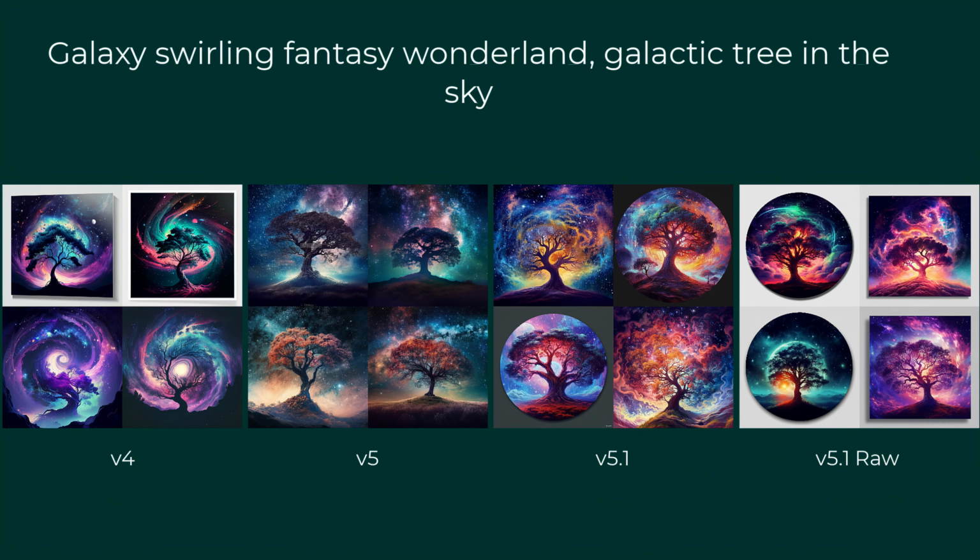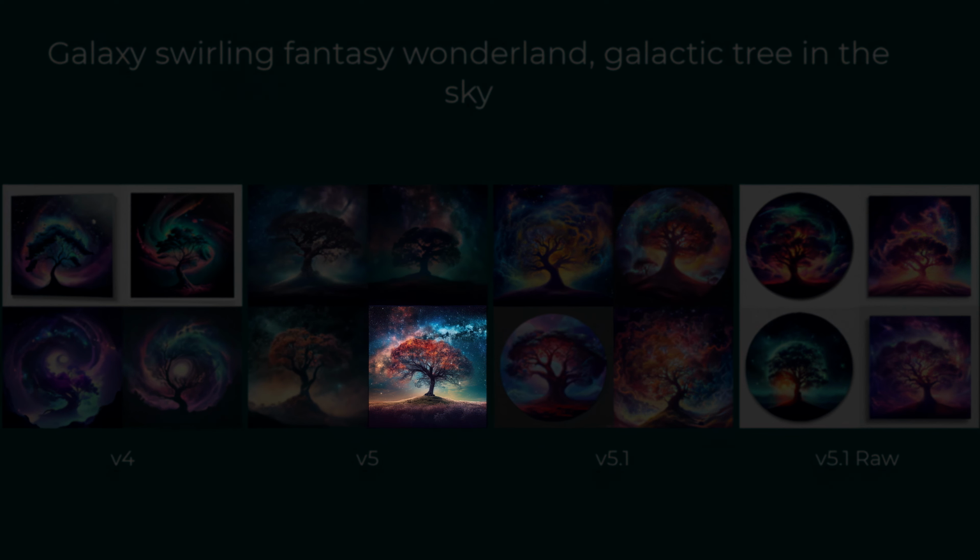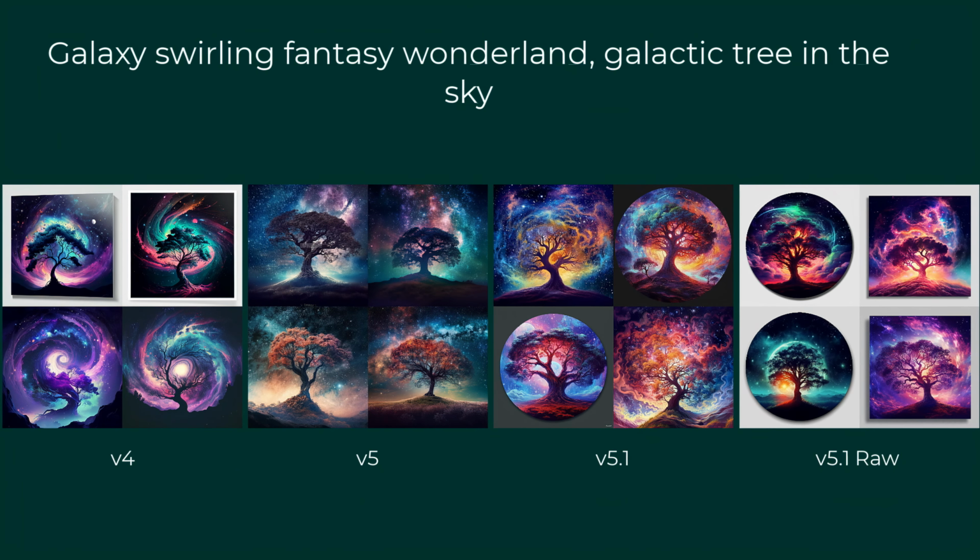In version 5, all four images are excellent. I like image number 4 in this one. The prompt said swirling, which you cannot see in the image. They are good, but are not precisely what I wanted, as written in the prompt.